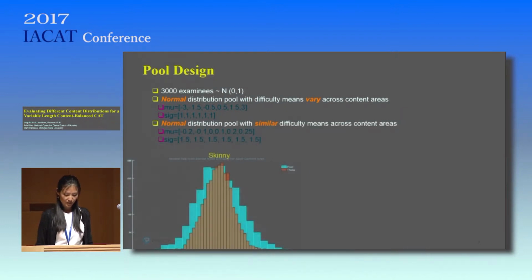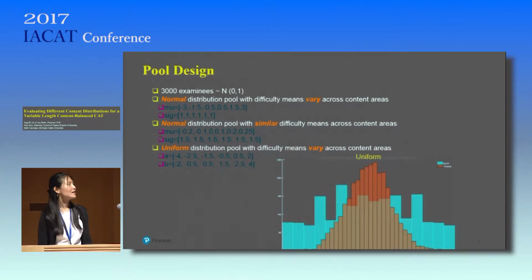And the second pool we simulated is still a normal distribution. However, this time the content areas do not vary a lot across content areas, given the difficulty level. Instead, it's pretty similar. That's why you can tell that the distribution of the pool is very similar to the examinee distribution. That's why it's a little bit peaked. So we name it skinny, because compared with the first one, it's a little bit skinny and peaked.